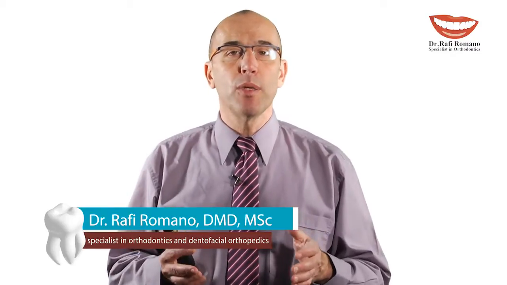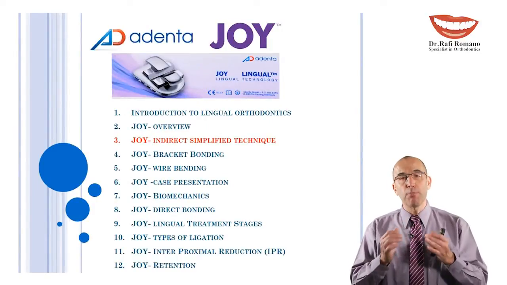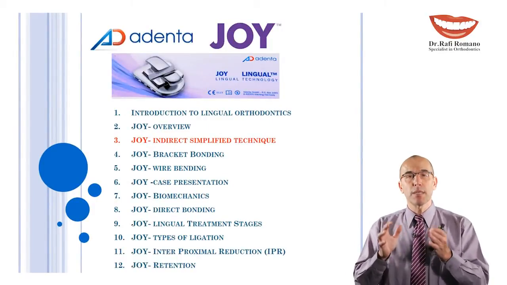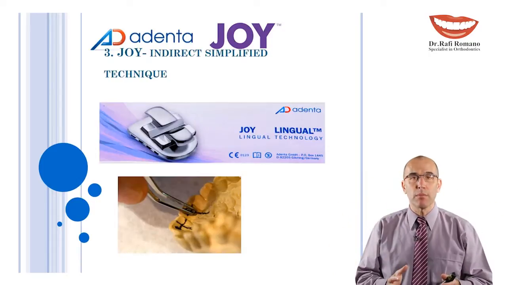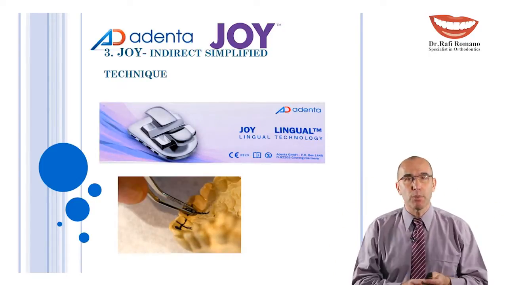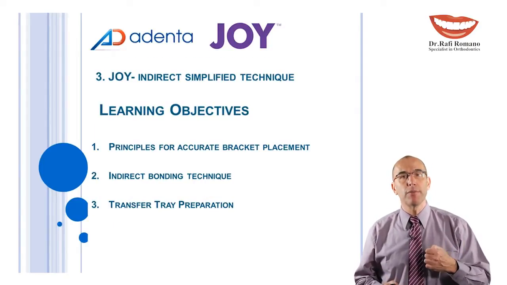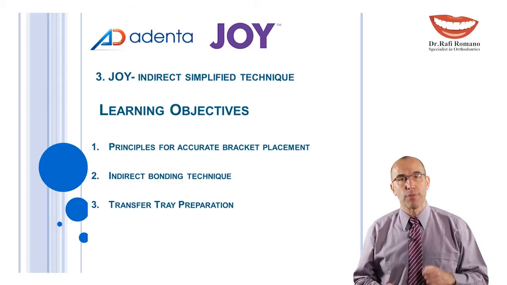This third movie will discuss the indirect simplified technique. Probably one of the most important parts in this bracket system, and in lingual orthodontics in general, is how we place the bracket. What will be our learning objective in this specific movie?